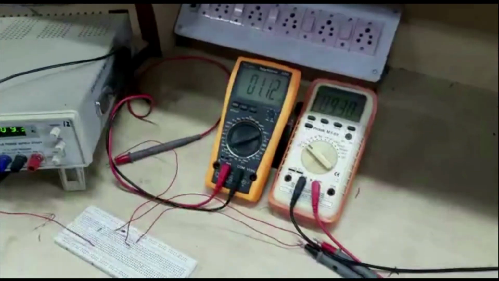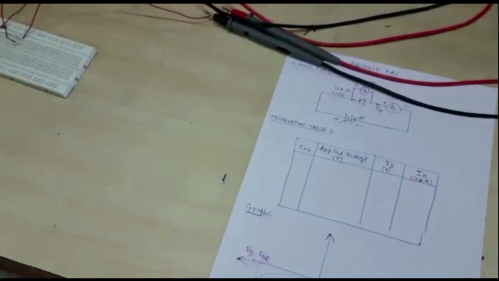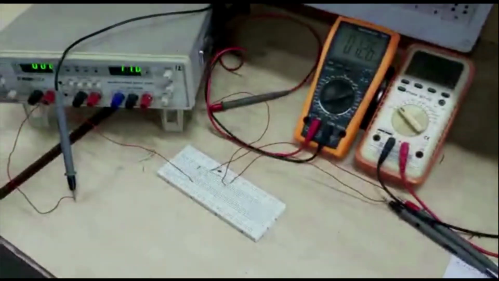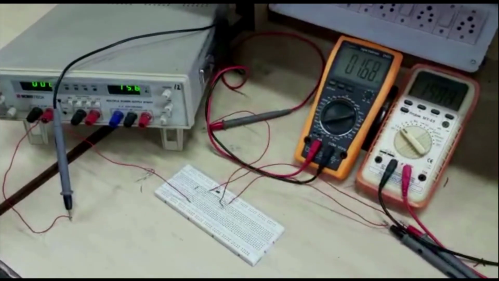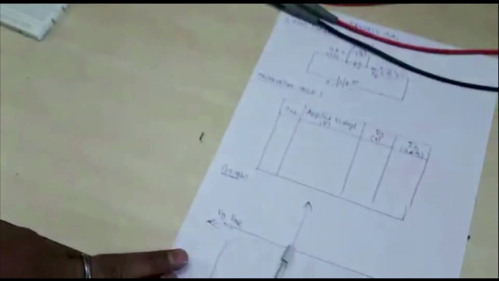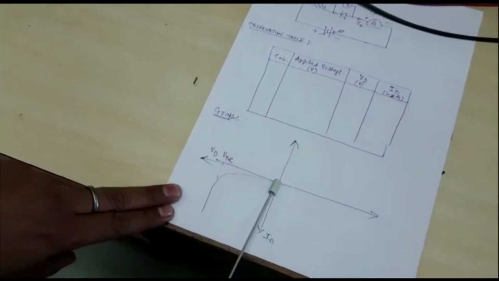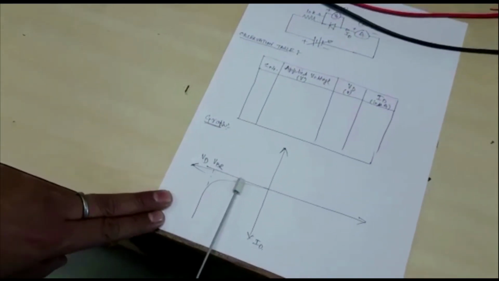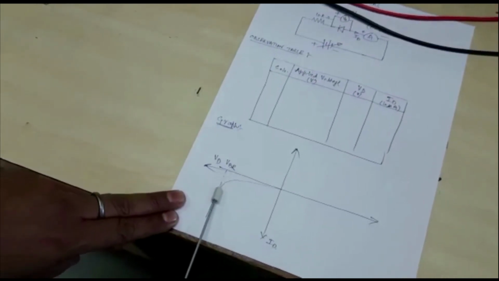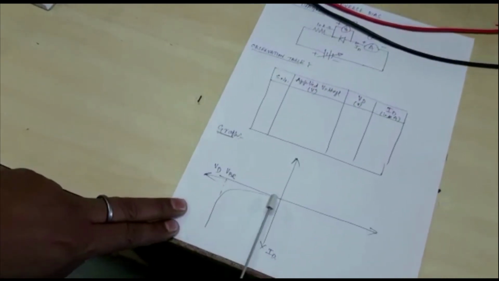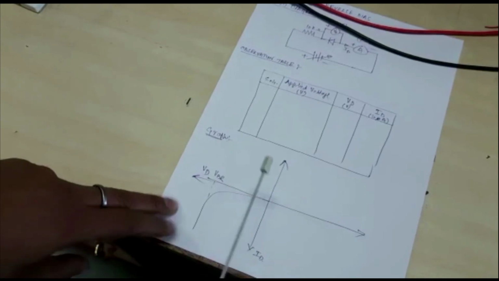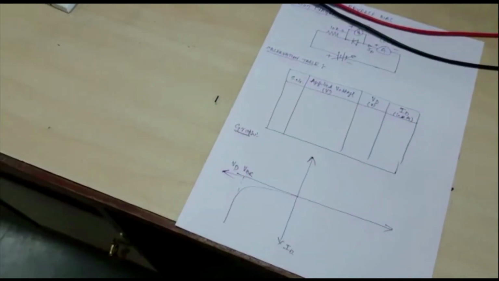So we will put all the readings in this observation table. Similarly, we will go on increasing this value, and finally the plot will be like this. So we start from this point and we will reach somewhere here. This section of breakdown will not appear because the applied voltage is limited to 30 volts, which is the limitation. So this is reverse bias.